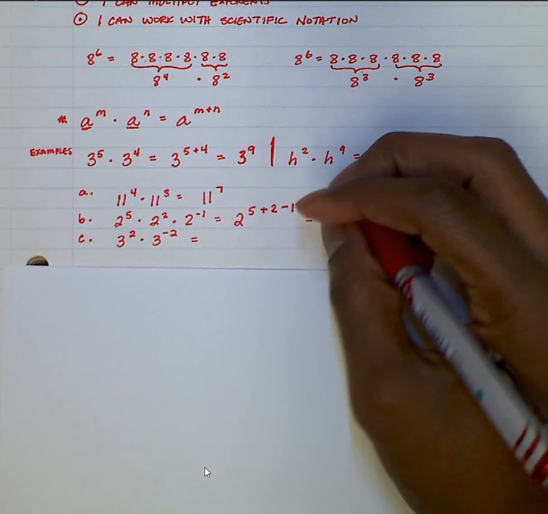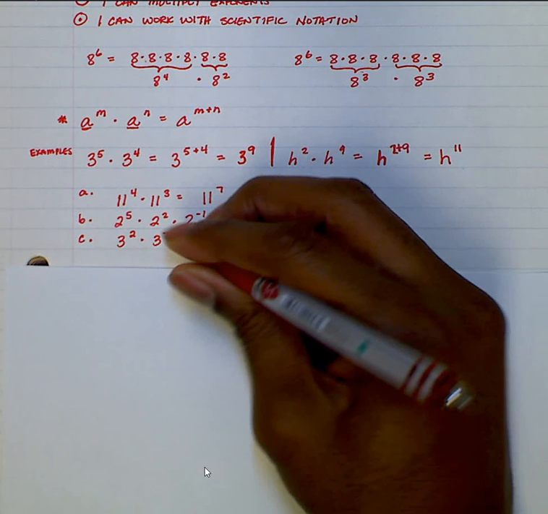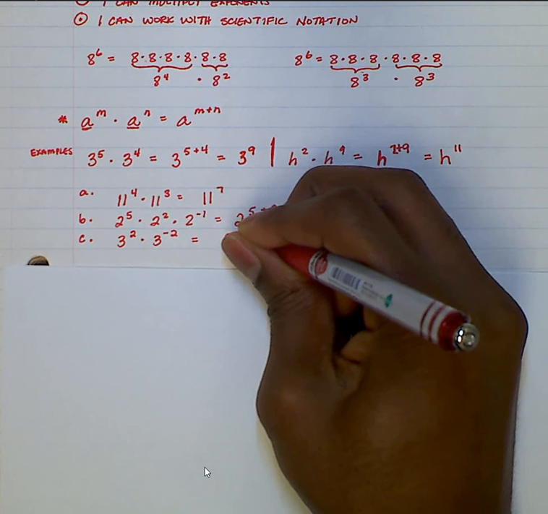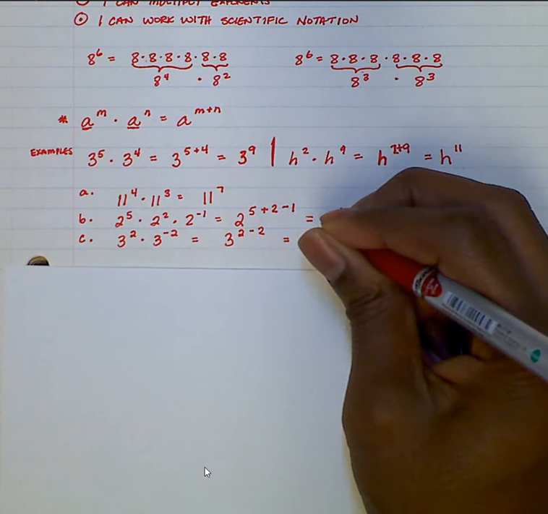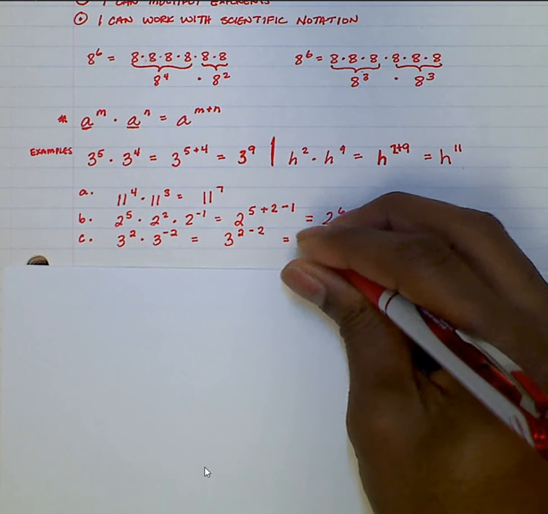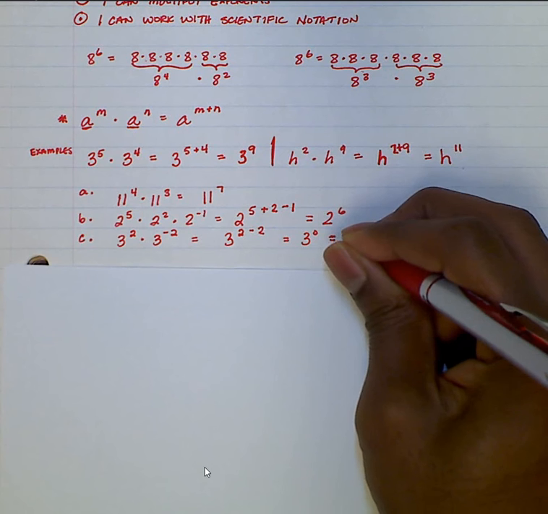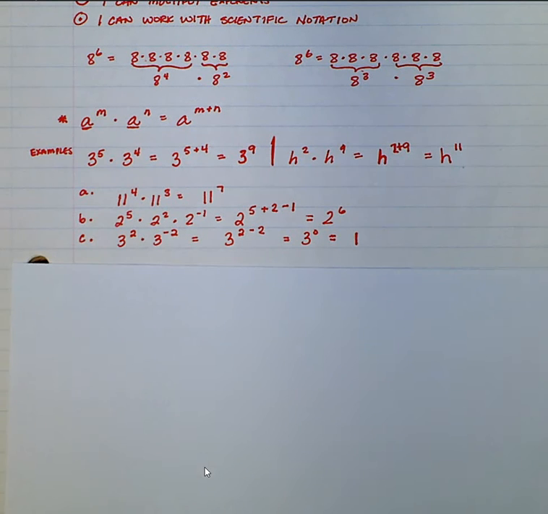And then here I have 3 squared plus negative 2, or minus 2, which gives me 3 to the 0 power. And that should remind us of what we've done today. Anything to the 0 power is just 1. To simplify our expression, we don't want to have any negative exponents. We don't want to have any 0 exponents either. So that answer will be 1. Hopefully you feel pretty good about that.